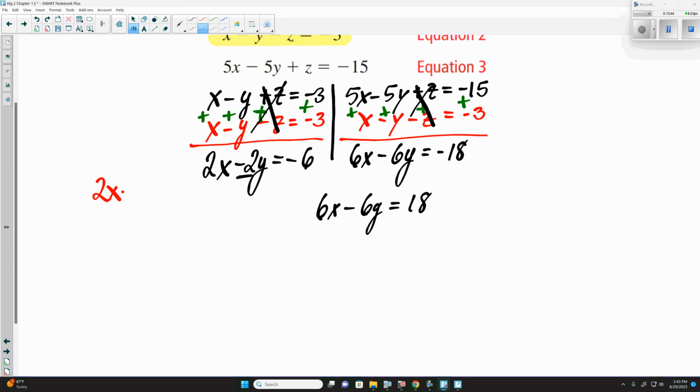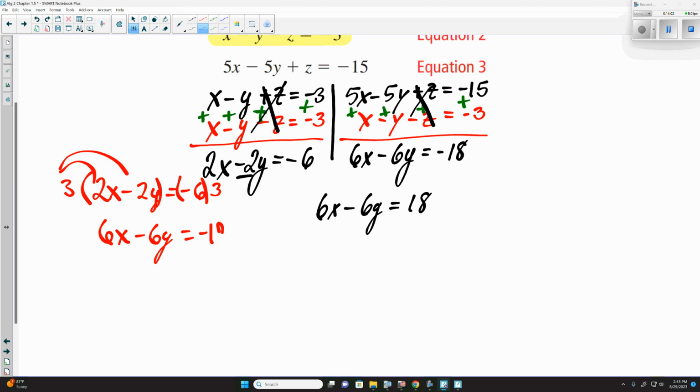Our other equation, 2x minus 2y equals negative 6, as y'all said. We're going to multiply the whole thing by 3. 3 times 2x is 6x. 3 times negative 2y is negative. And negative 6 times 3 is negative.